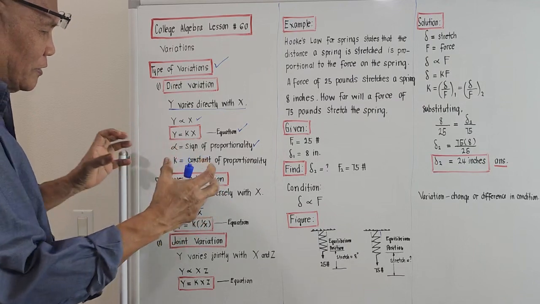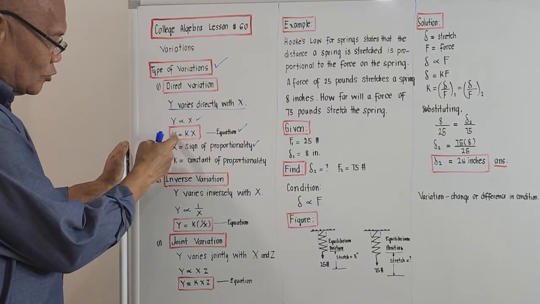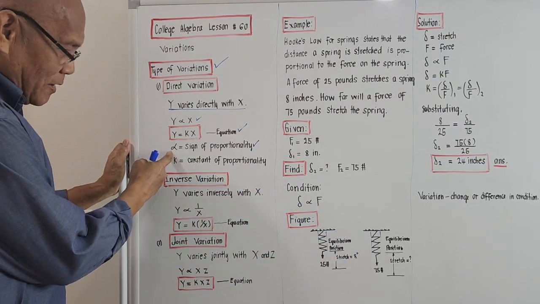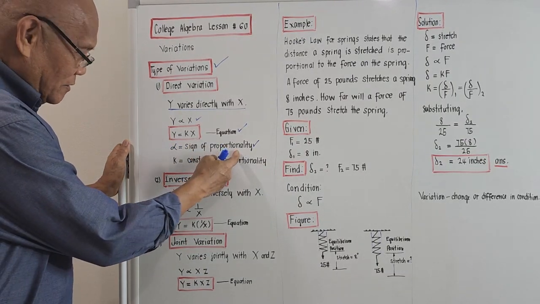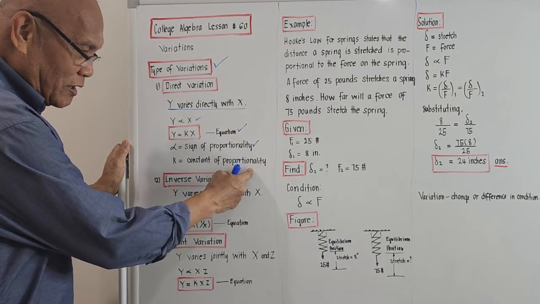If we bring out now the legend for this one, x and y are the two variables whose values we are comparing. And alpha, the Greek letter alpha, is the sign of proportionality. And this constant k here is a constant of proportionality.